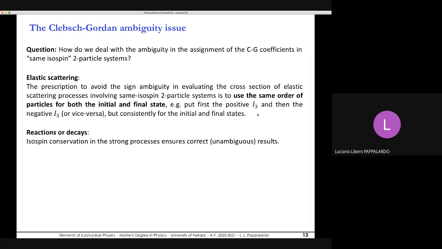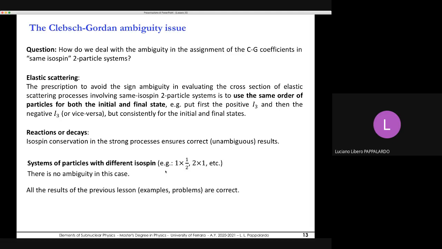For reactions or decays, it is isospin conservation in the strong process that ensures the correct and unambiguous results. And for systems of particles with different isospins, so 1, 1/2, 2, 1, etc., then there is no ambiguity at all. Okay. And then you can check yourself that all the results of the previous lessons, all the examples and the problem that we did last lesson are indeed correct.